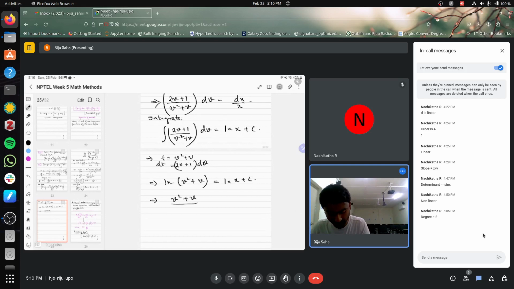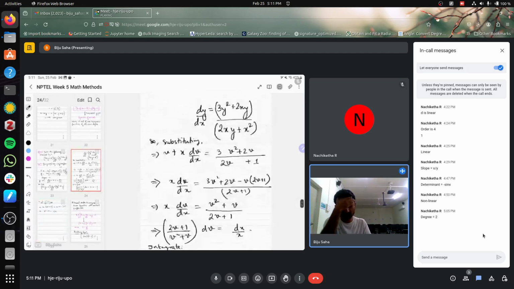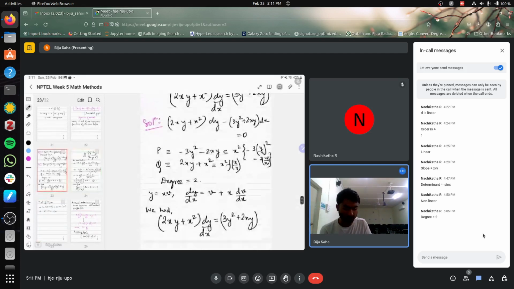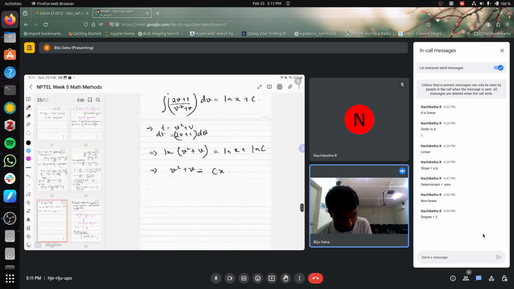So we can choose some constant and write it as ln of c. That would make everything without exponential. So v square plus v is equal to c of x. So my v was actually y by x. So this is what my solution to the differential equation is.